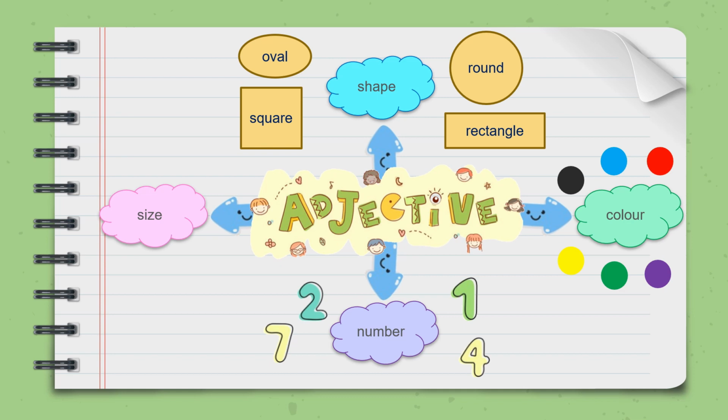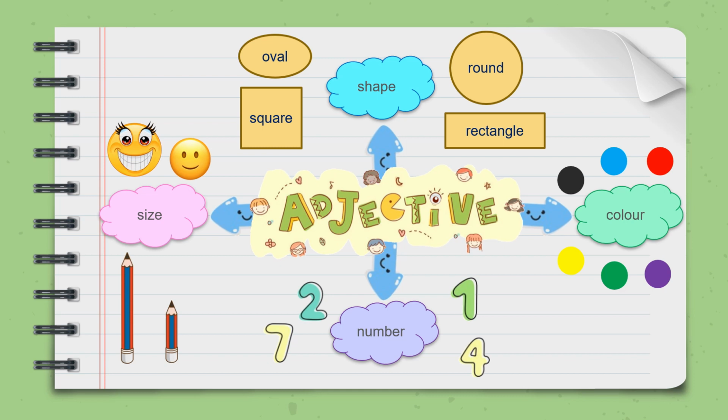Moving on to the next category, which is the size. For example, big, big smile, or small, small smile. Or we have long, a long pencil, or a short pencil. Can you think of other words? We have huge, humongous, tiny, and many more.